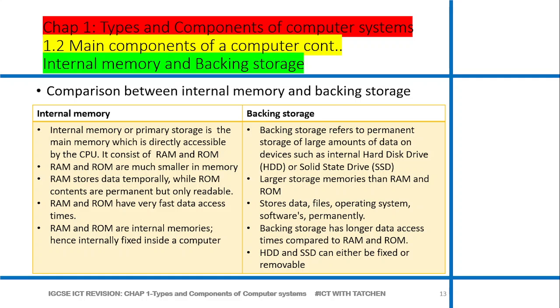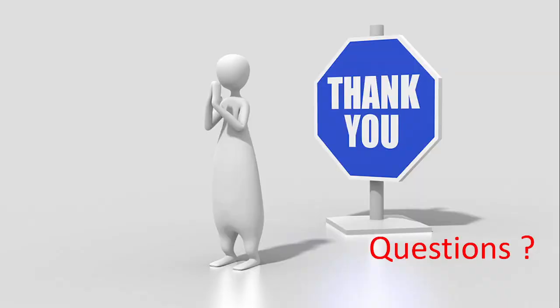Finally, the RAM and the ROM are internal memories. Hence, they are internally fixed in the computer. But the hard disk drive or SSD, you can always remove it if need be. So some are permanently inside, while some you can connect externally. And you could also even have multiple hard drives on the computer.